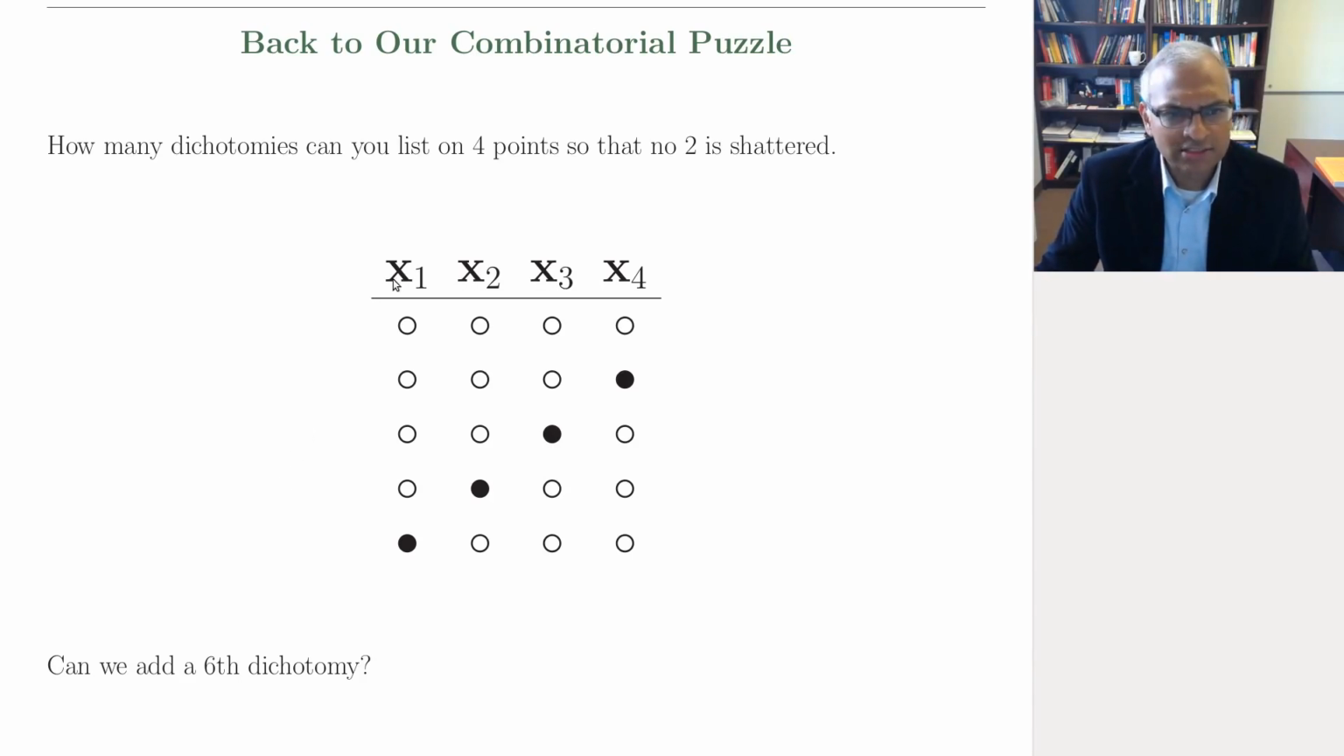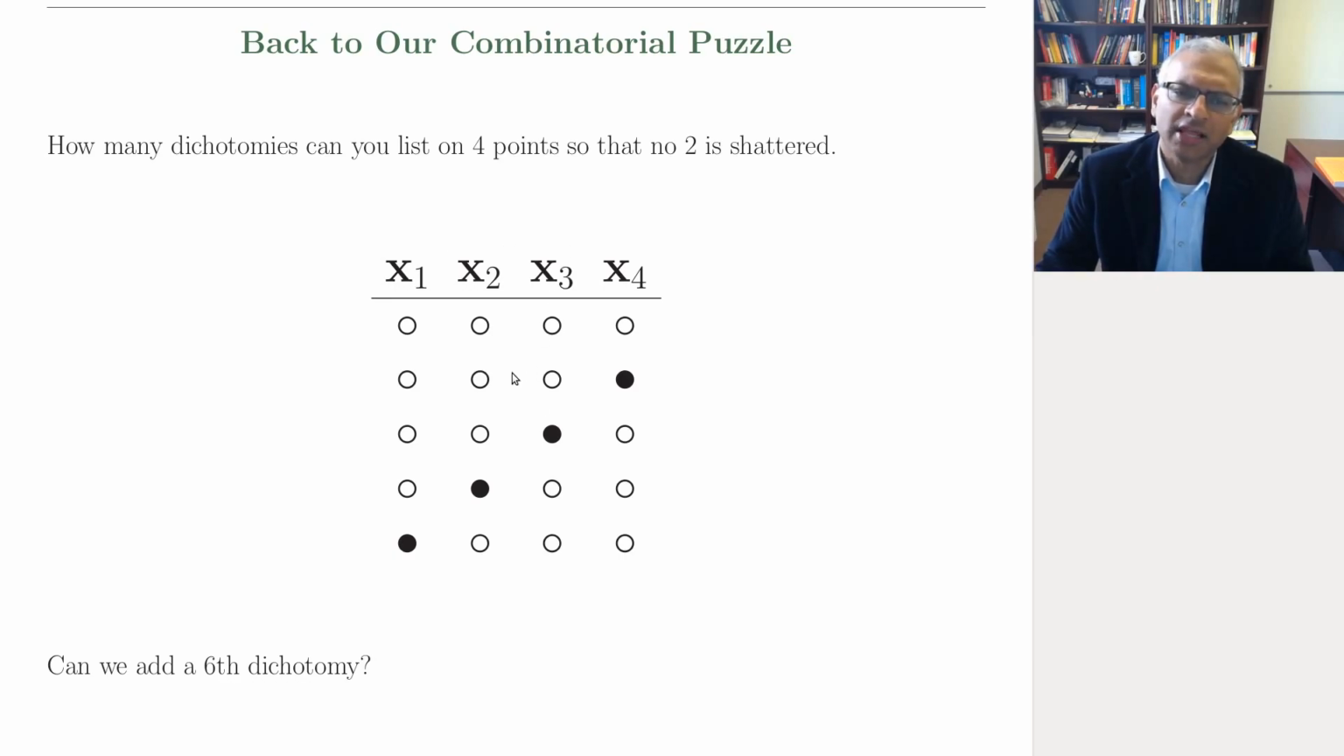So let's, for example, focus in on x1, x2, and look at the dichotomies that we have. We have minus, minus, minus, minus, minus, minus. So minus, minus is repeated 3 times. And then we have minus, plus, plus, minus. So the only 3 dichotomies listed on those 2 points are minus, minus, minus, plus, plus, minus. Where's plus, plus? It's not there.